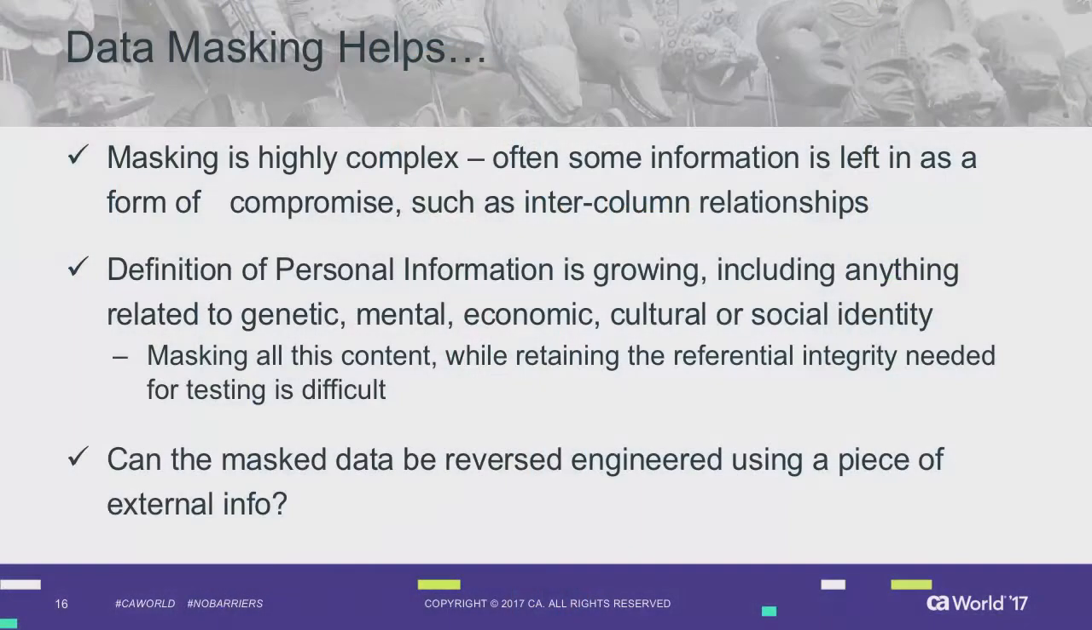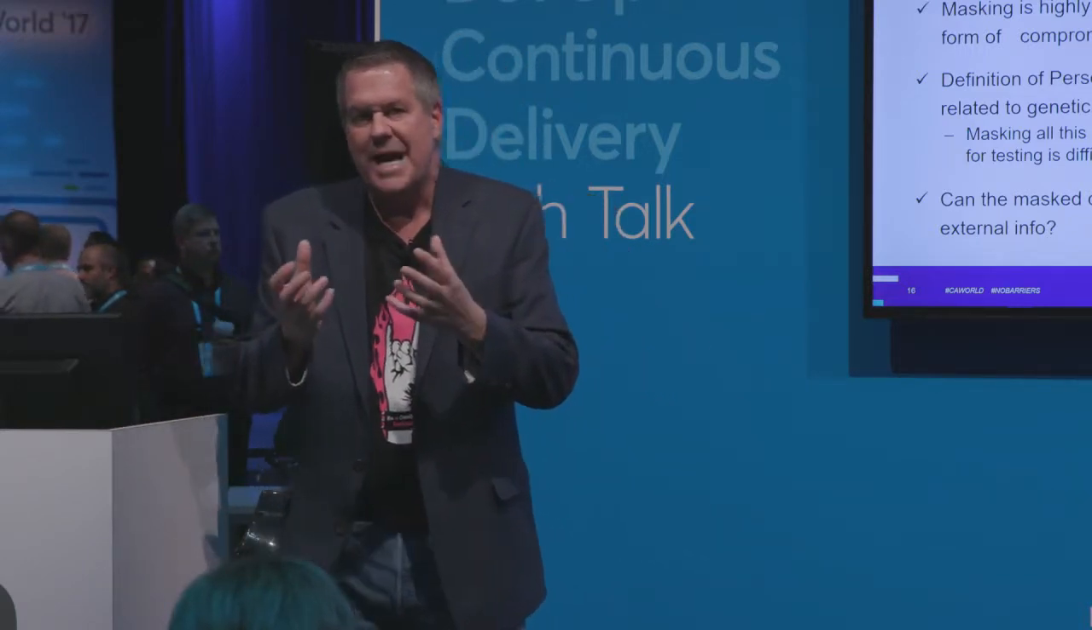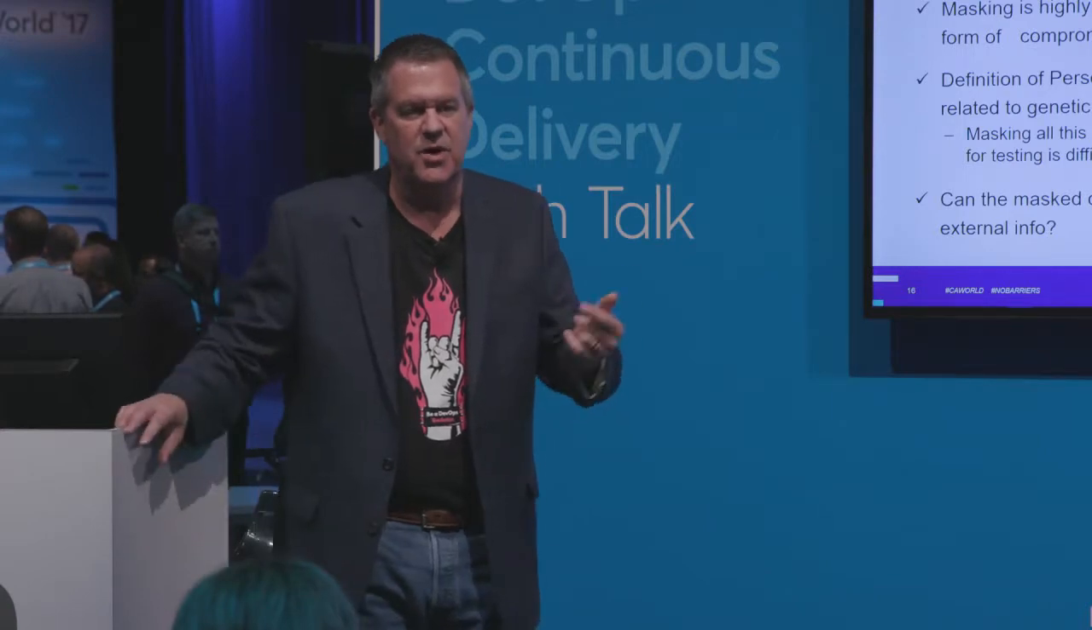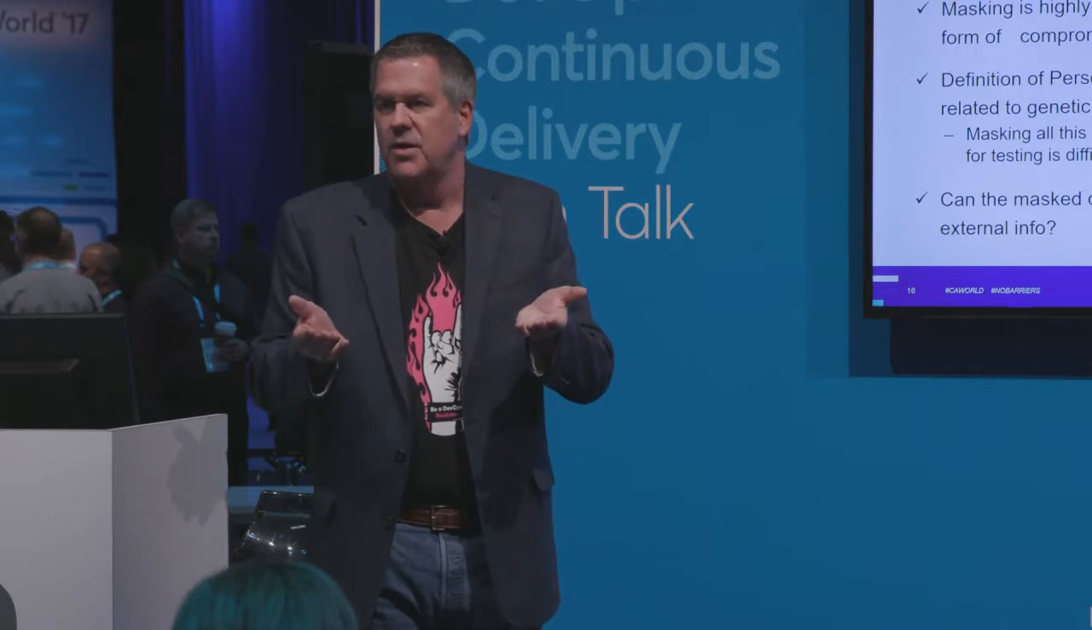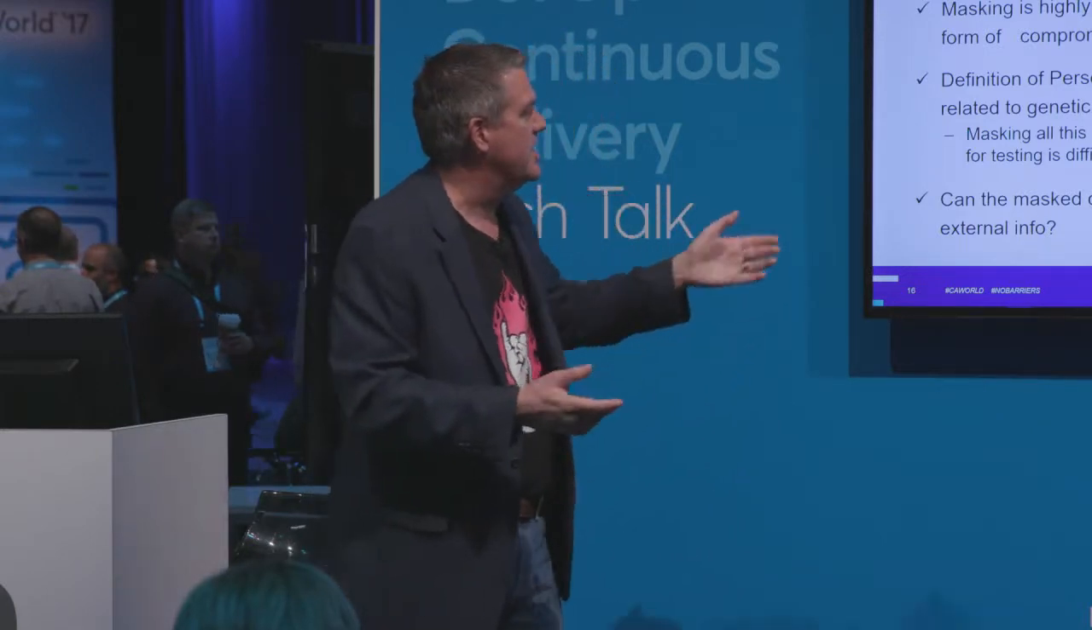Again, masking helps, but it's highly complex. Some information is often left as a form of compromise. By that I mean there are inter-column relationships within data, there are dependencies, and so on. When you mask data, you have to leave some of that in there. So masking is an approach that works, but sometimes it's left open to some vulnerabilities. If you have a certain amount of information, such as the name of the person, the city, maybe a zip code, a hacker can piece together who that user is, or piece together actual user data. Masking is an approach that's been around for a long time. We provide the capability to do it, but there is some downside to it, so you just need to be aware of that.